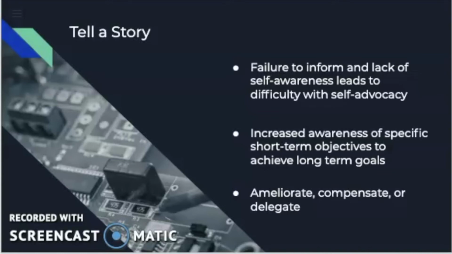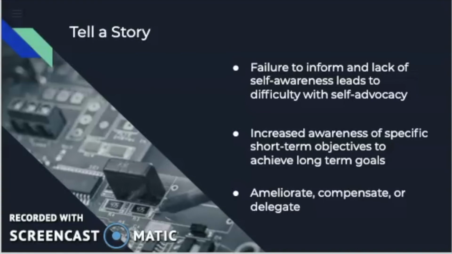Oftentimes, students with deficits in oral and written language exhibit difficulty with self-advocacy skills and continue to struggle with this skill as an adult. For example, if a student with autism who struggles to effectively communicate with peers relates to his teacher that he is interested in becoming a lawyer, a profession that requires a great deal of fluidity and command of communication, then he should be made aware of his disability and how it may affect his aspirations. This will allow for an increased awareness to create specific short-term objectives to achieve his long-term career goal.